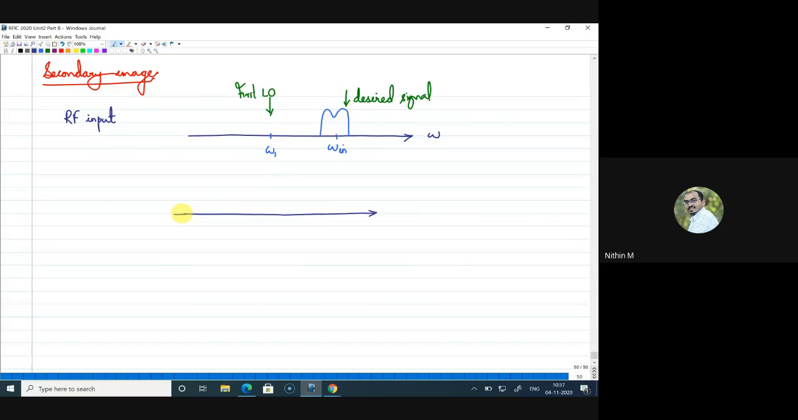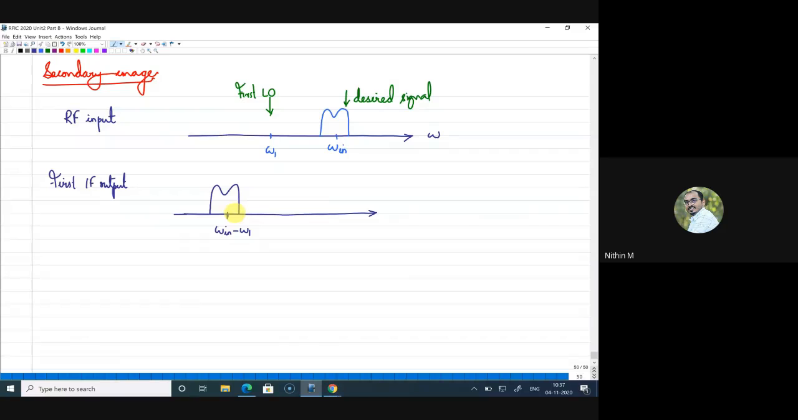Omega in is at a higher frequency, but now we have a signal which is at omega in minus omega 1. So let me mark somewhere down here. What I'm drawing here is the first IF output. So the first IF is at omega in minus omega 1. This is the point where we have the first IF. This is the first IF.